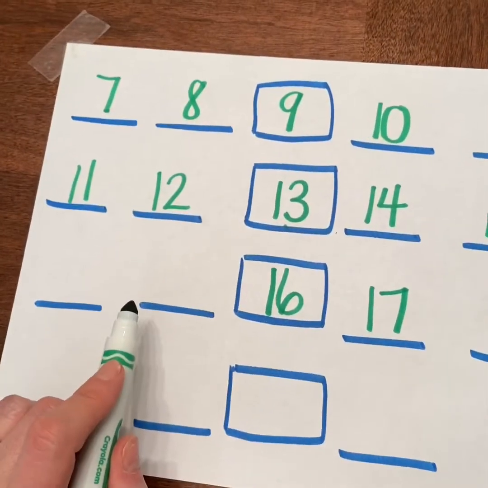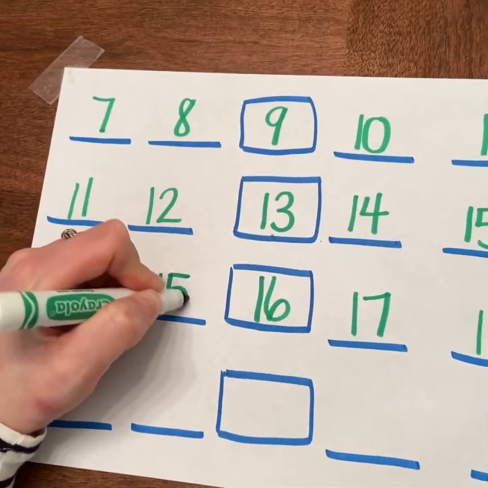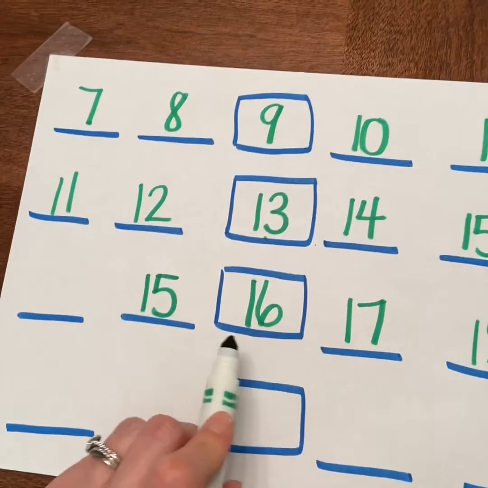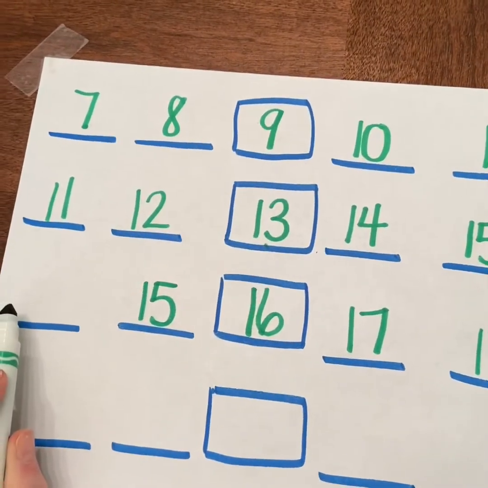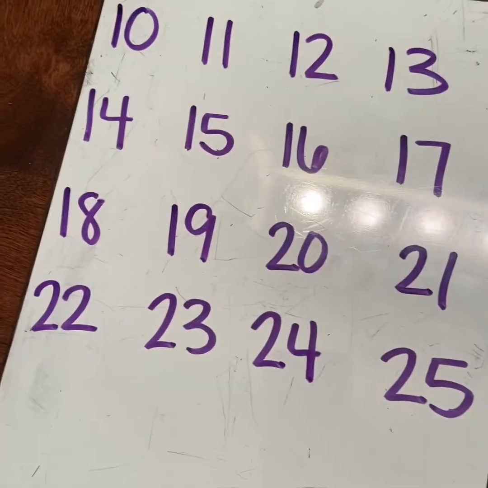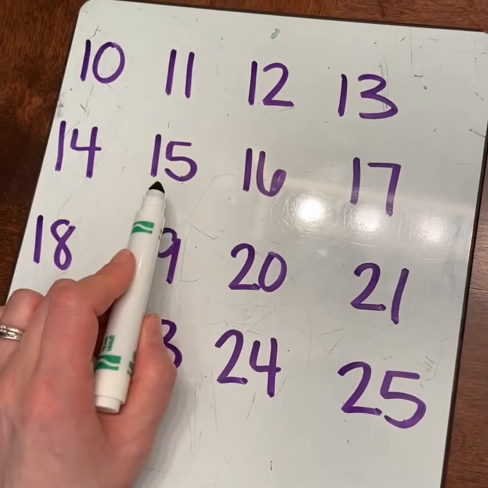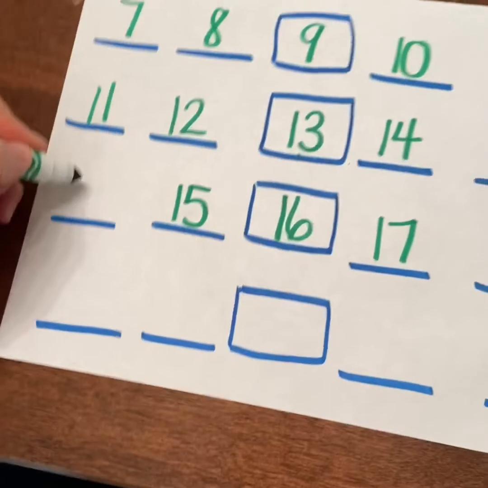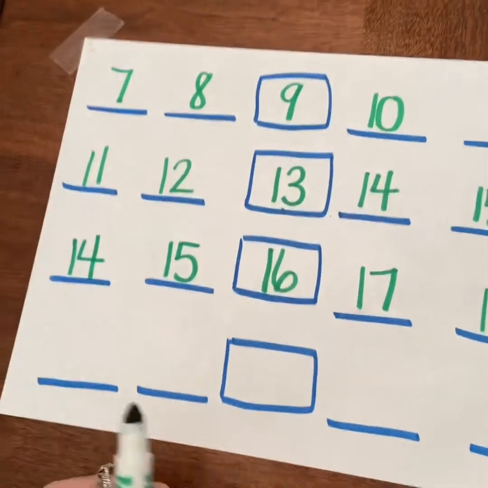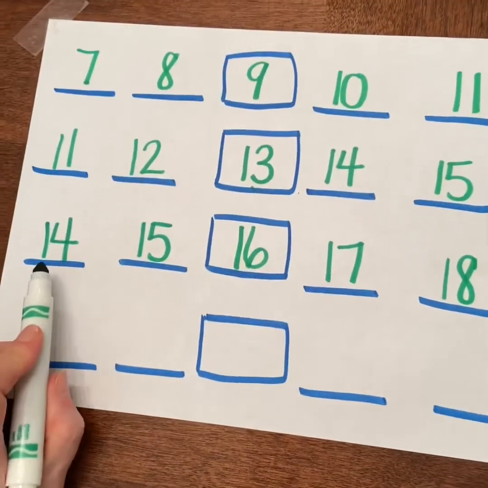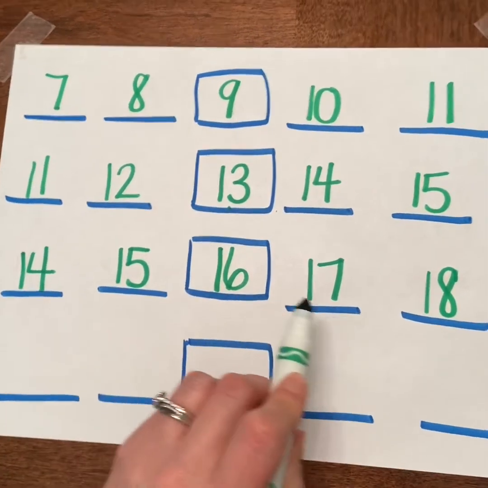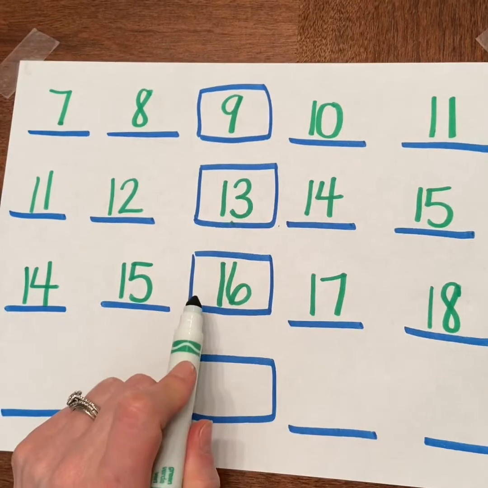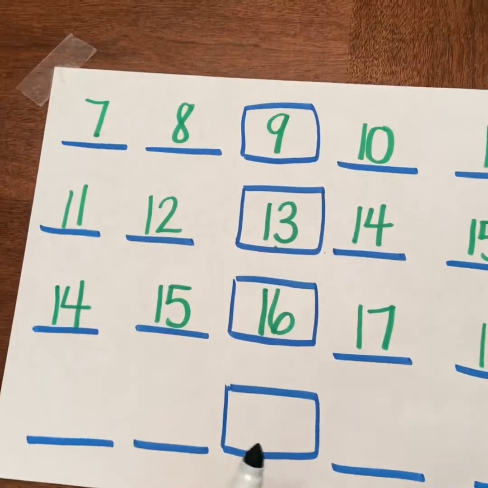16, 15. 5 comes before 6, right? 18, 17, 16, 15. I see 15 here. What comes before it? 14, right? So now let's count forwards and backwards. 14, 15, 16, 17, 18. 18, 17, 16, 15, 14.